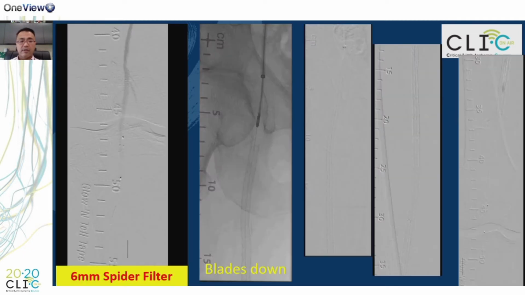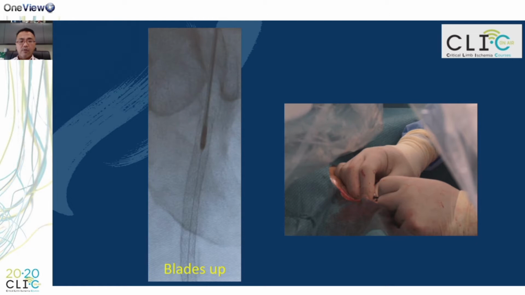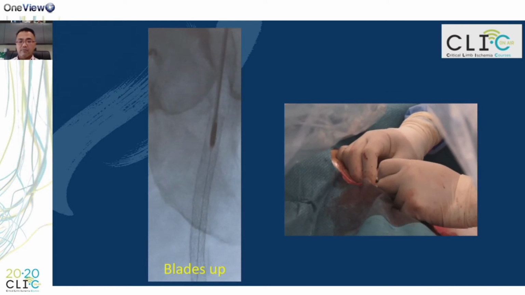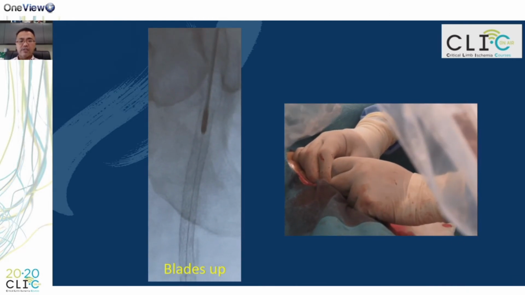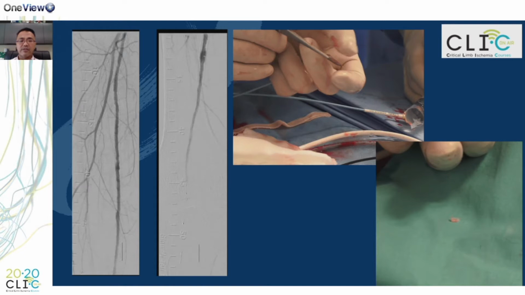Next slide, please. After a spider filter is implanted in the P3 area, even after a single pass, there's actually significant lumen gain with the blades down. Next slide, please. With the blades up, I'm afraid you can't hear the audio, but it almost sounds like a fruit juice machine. You're trying to core out the neointimal hyperplasia within the stent.